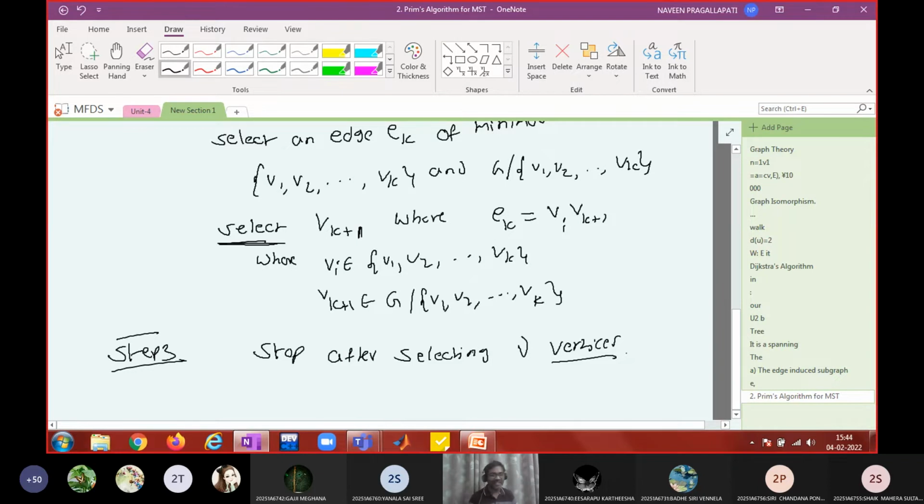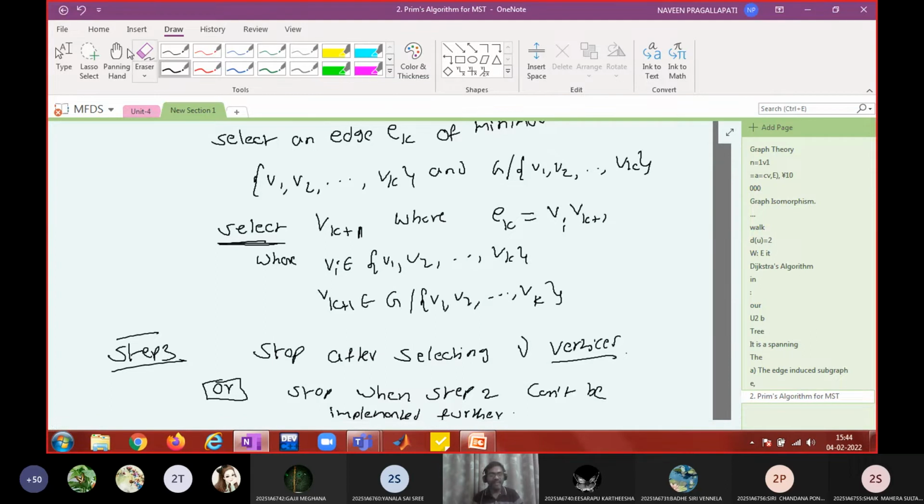Connectedness should be there. Otherwise, you cannot bring a minimum spanning tree. So again, here also you should say like this: or stop step 2, as we did previously. Stop when step 2 cannot be implemented further. You better write like this.